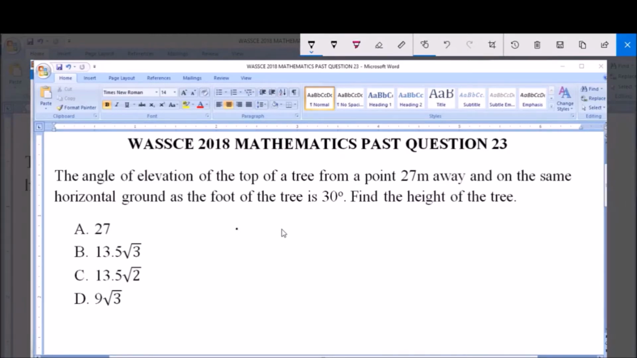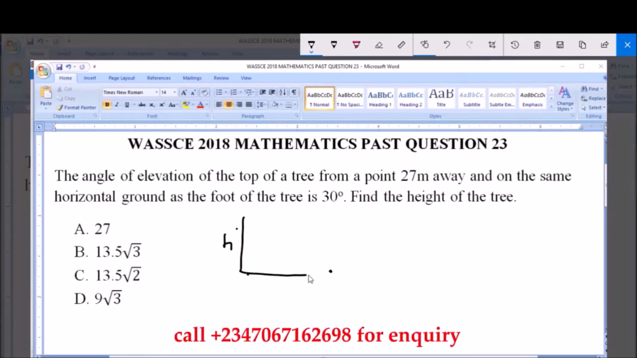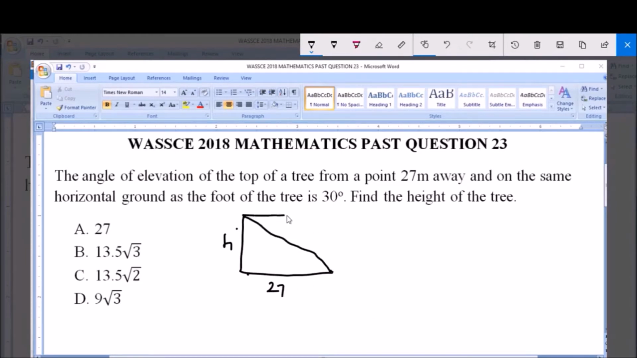So the angle of elevation of this tree, let's assume this is a tree and this is the height of the tree, h. Now the angle of elevation of this tree from a point 27 meters away on the same horizontal ground is 30 degrees, meaning that here it is 30 degrees. Now we are asked to find this h, that is the height of the tree.